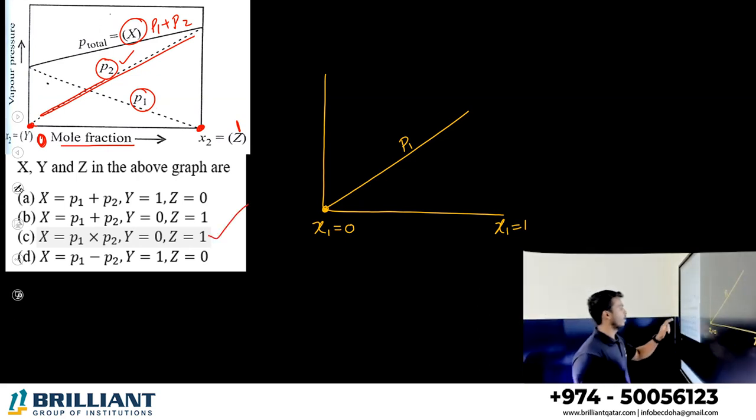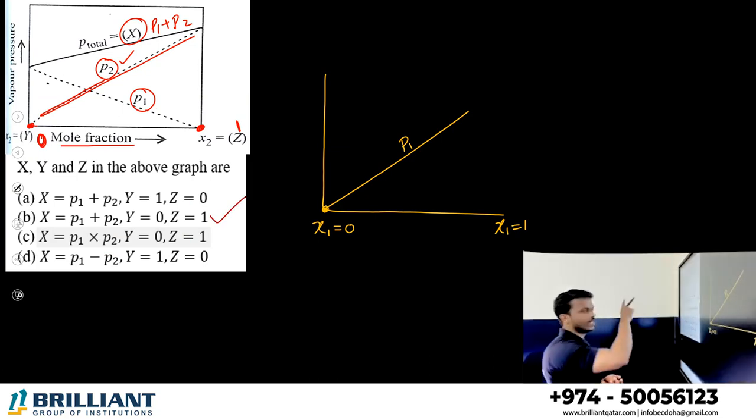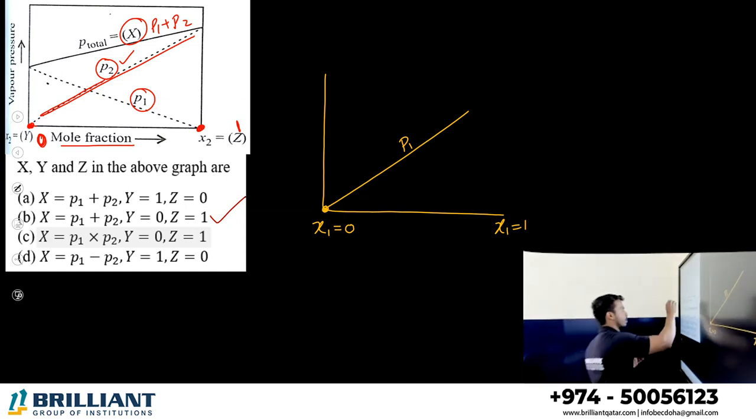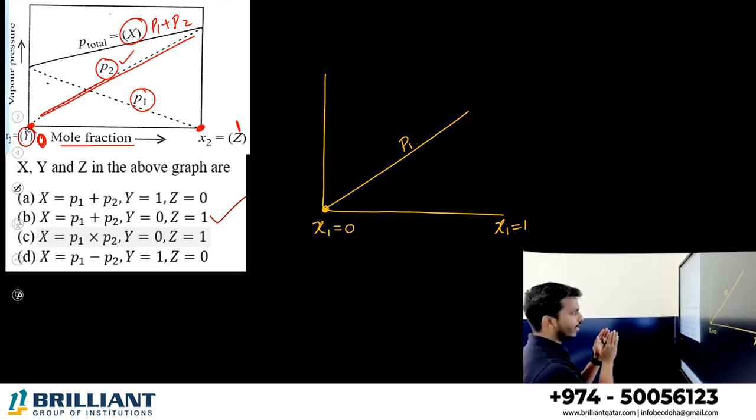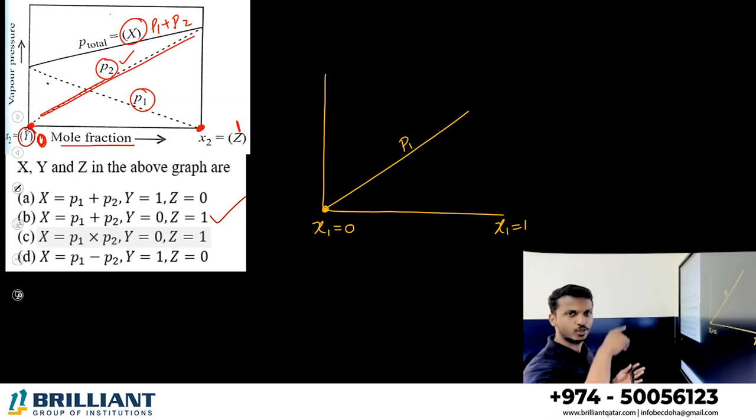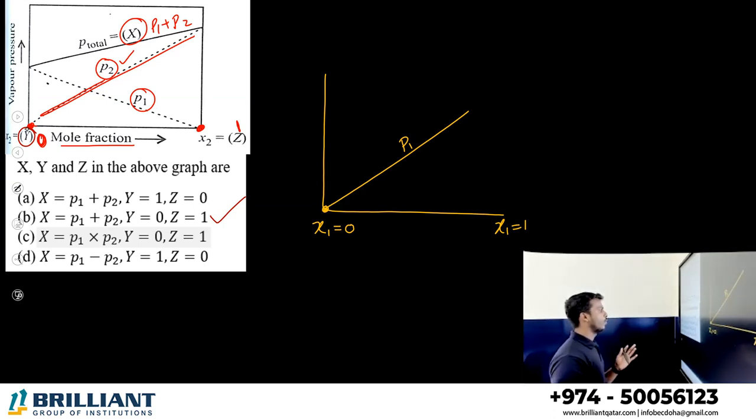Not that, it's P1 plus P2, right? Option B is the correct answer. X is the total pressure, P1 plus P2. Y value should be 0 at the end for the second component because the second component pressure is increasing from left to right. From 0 to 1, its mole fraction is increasing. Mole fraction is directly proportional to pressure. So Y is 0, Z is 1.